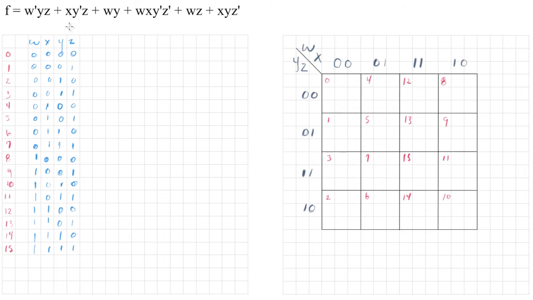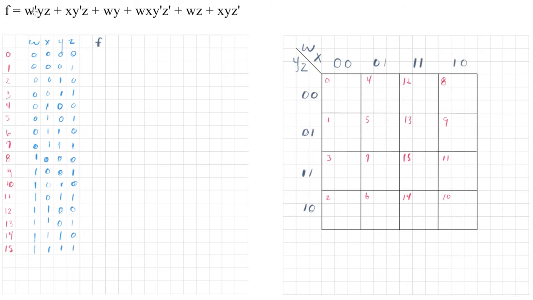But what do we do with this expression here? So we have our function, our output here. And that's what we need to put into our K-map. So we have to translate this up here into this function.